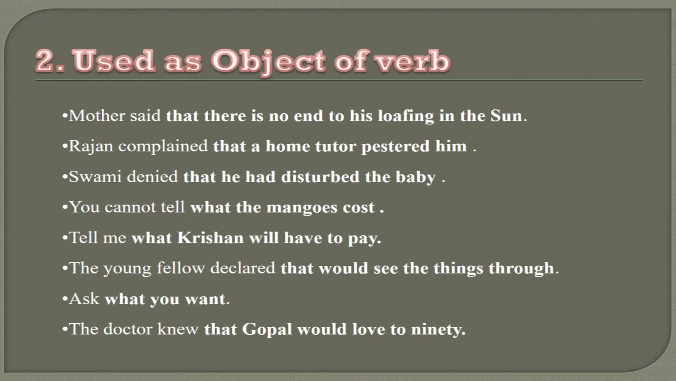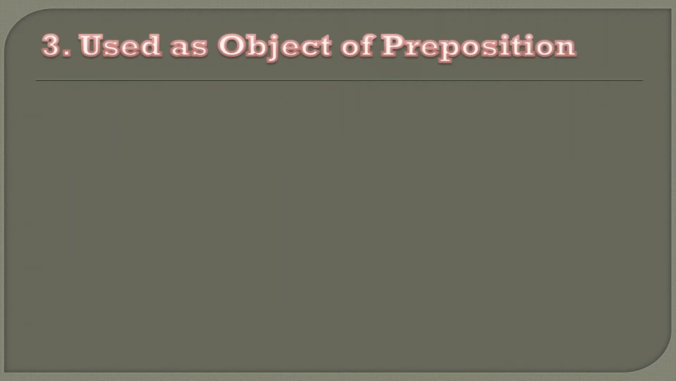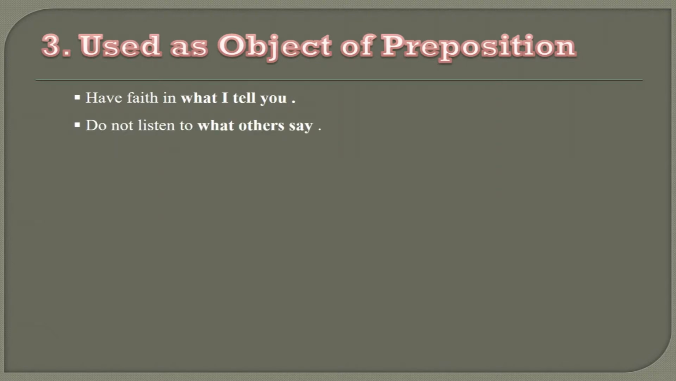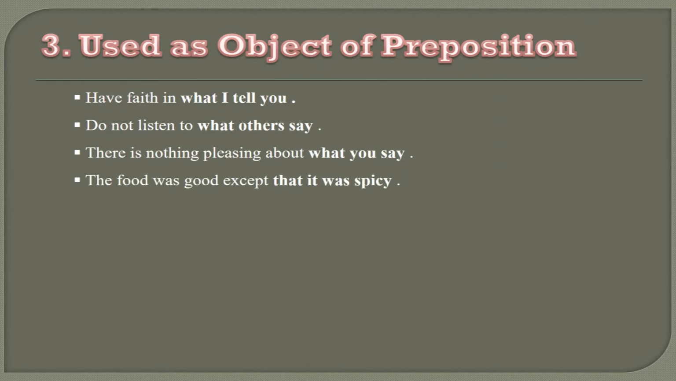The third one is that a noun clause is used as object of the preposition of the main clause. For example, have faith in what I tell you. Do not listen to what others say. There is nothing pleasing about what you say. The food was good except that it was spicy.